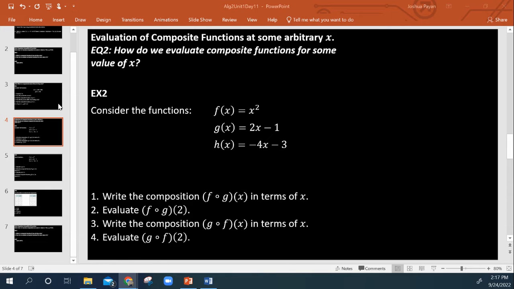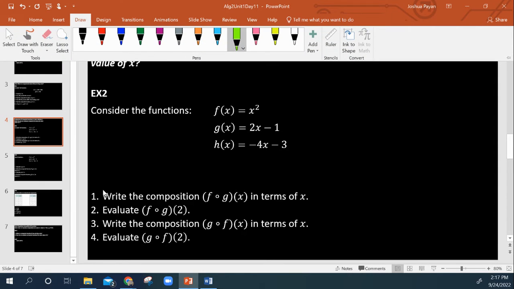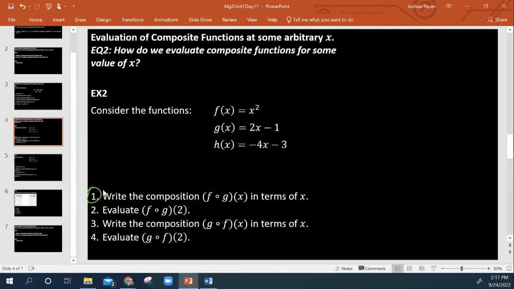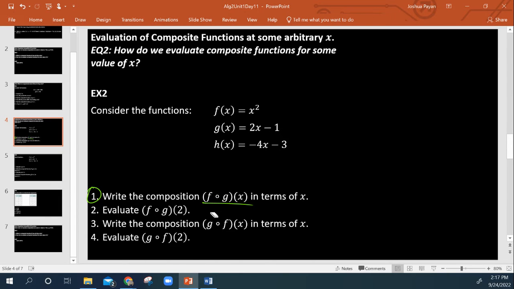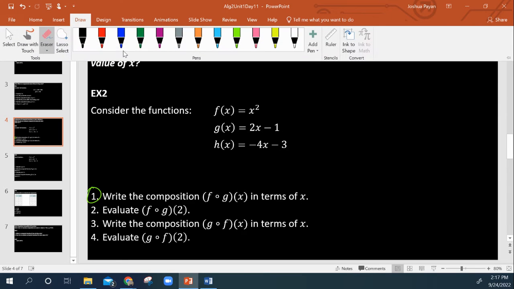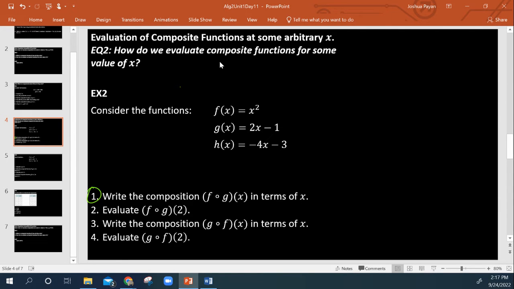And ultimately, when we evaluate functions for some value of x, right? So right now, first example we're going to do here, we've got three functions, f, g, and h of x, and we're being asked to write a composition of f of g. So this crazy little dot right there is just a fancy way of saying "of." I don't like that notation because I think it's confusing, but I'm using it in this lesson just so that if you ever see it, you know what it means.